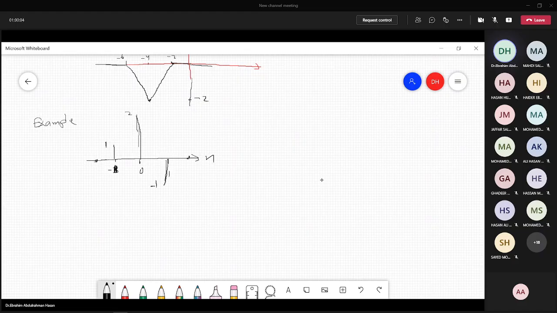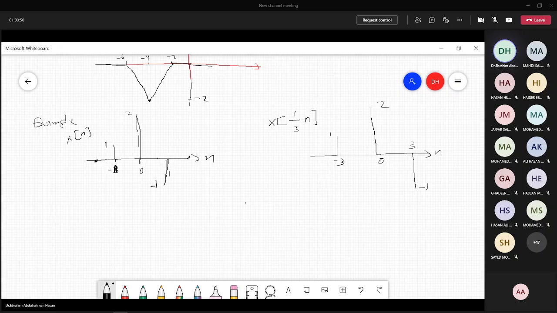The problem here, if you plot, for example, x of n, that means that we expand this one by 3. So whatever we have at 1, we will have it at 3. 0 will be at 0. At -1 will be at -3. So then there is no problem.